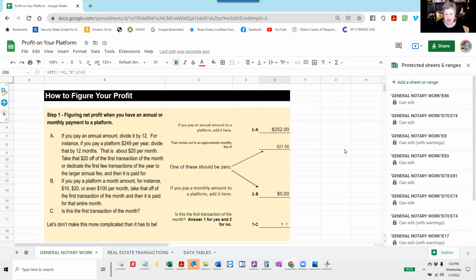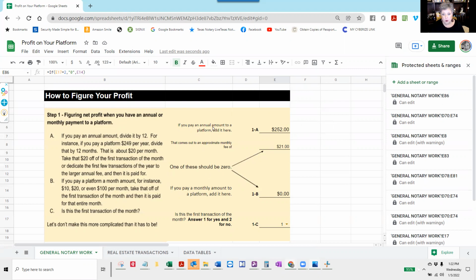I'm Brenda Stone, and I wanted to go over a Google Docs sheet that I made that will help you figure out what your profit is on your online notary platform.